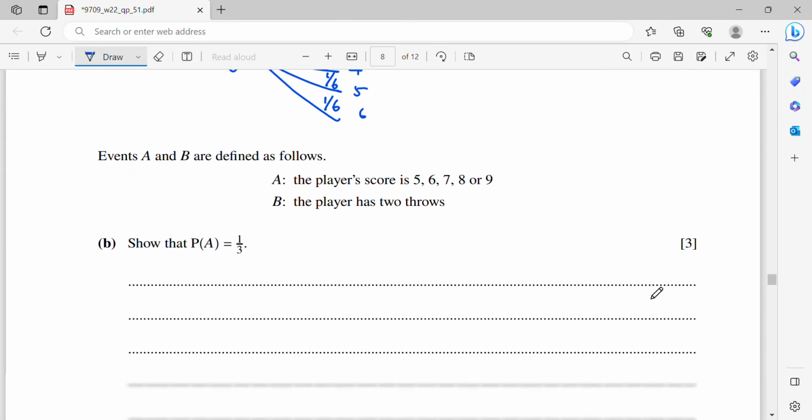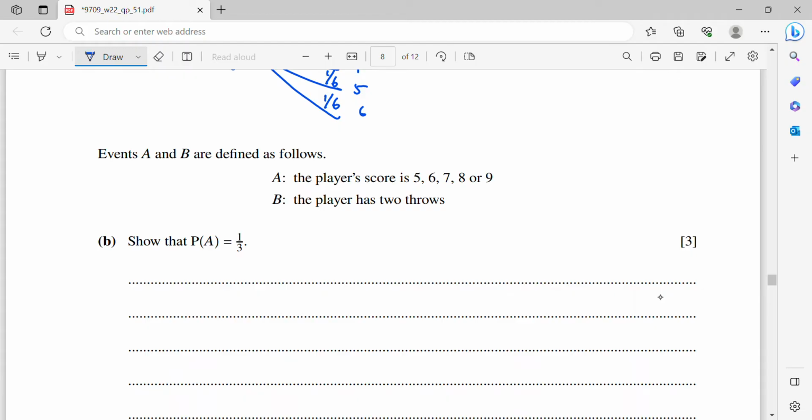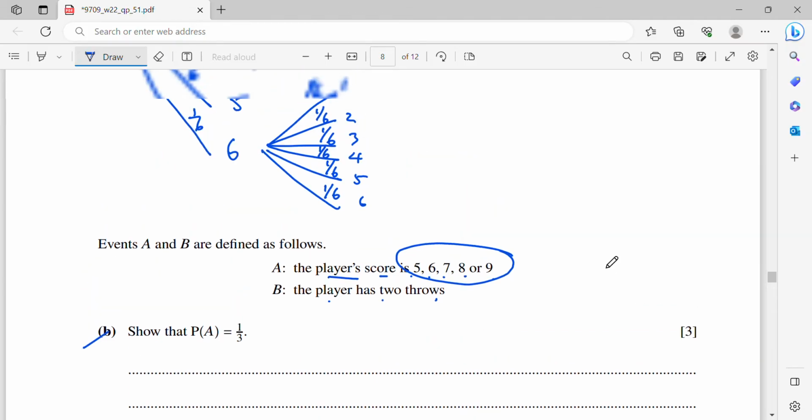Alright. So now, events A and B are defined as follows. A, the player's score is 5, 6, 7, 8, 9. B, the player has 2 throws. Part B, show that P(A) is 1 over 3. So to get these scores, you have to consider whether the player throws 2 times or 1 time.